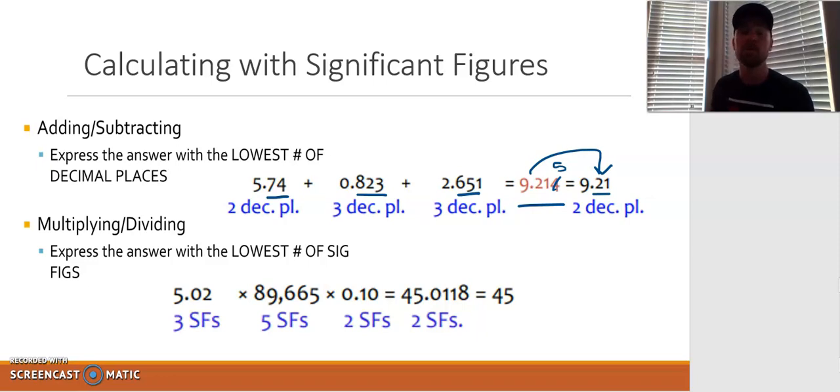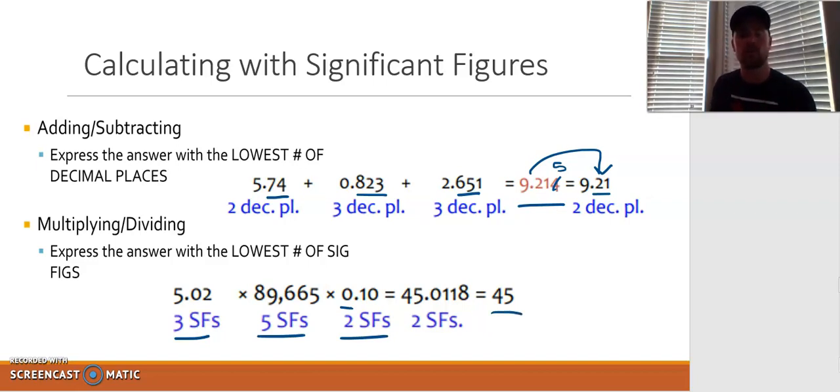And then, like I said, most of the time you'll be multiplying and dividing. And so the rule for that is when you are multiplying and dividing, you want to express the answer with the lowest number of significant figures. So we don't look at just decimals, we look at the whole number. So this first number is 3 significant figures. This second number is 5 significant figures. And this third number is 2, because remember, zeros that begin the number are never significant. And so when we get our answer, the lowest number of significant figures was 2. And so 45.0118 would need to be rounded to 45.